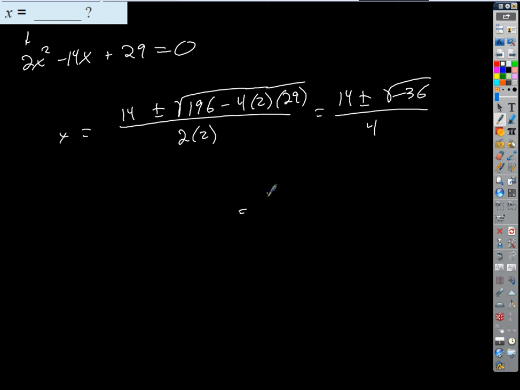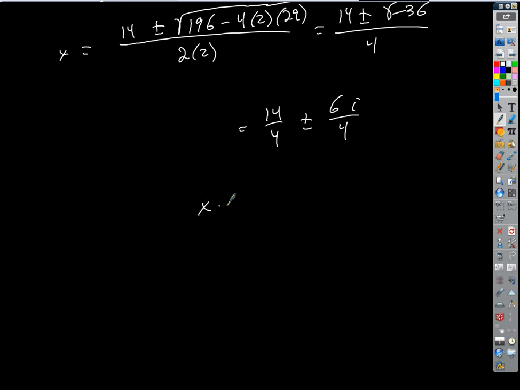14 over 4 is going to reduce to what? Well, I'll write it out this way first. 14 over 4 plus or minus, what's the square root of negative 36? 6i, good. Because we've got that negative, right? And then last step would just be to simplify those, reduce the fractions. So that reduces to what? 14 over 4, what's that going to become if I reduce that? 7 over 2, good. Plus or minus 6 over 4 is 3 over 2 i, okay? Good, so there's our real part, there's our imaginary part for both answers.